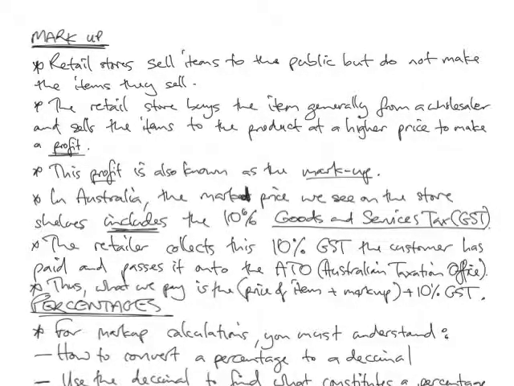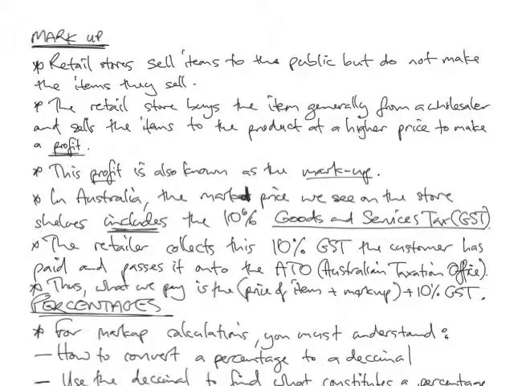This is a video on markup. So retail stores sell items to the public but don't generally make the items they sell. What the retail store is doing is generally buying the item from a wholesaler, we'll talk about that a bit more in pricing structures, and then selling the item to the public at a higher price so that they can make a profit. So they're just in the middle there.